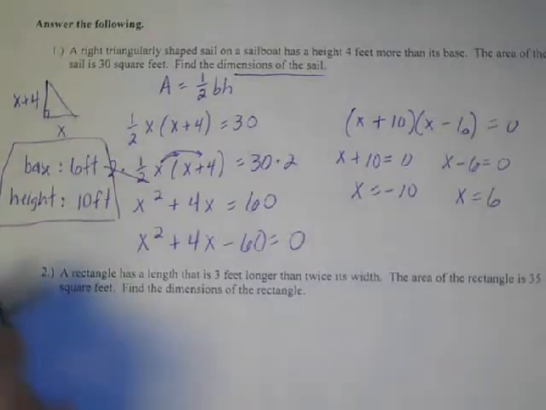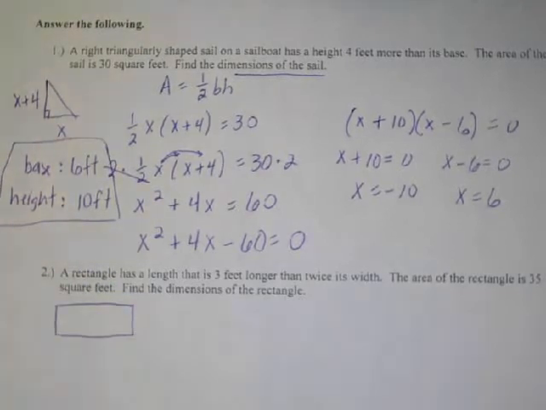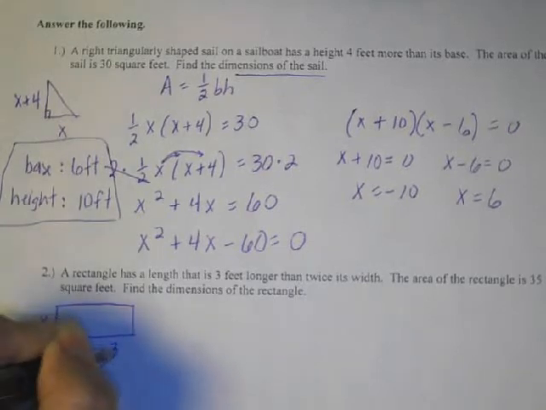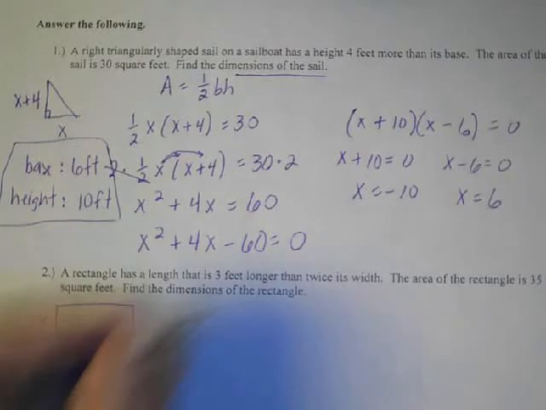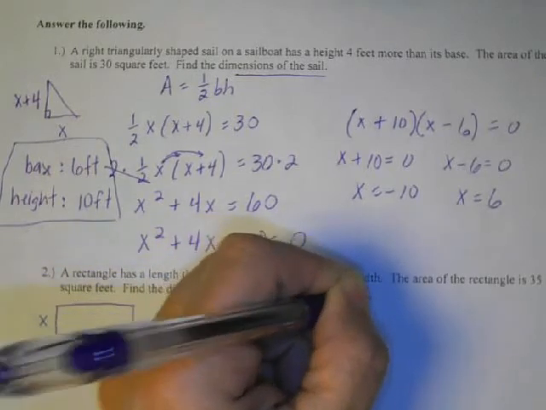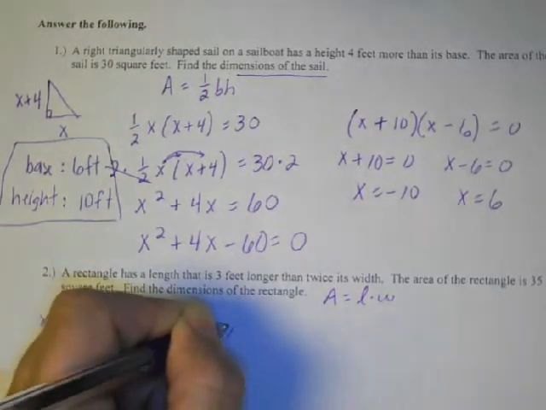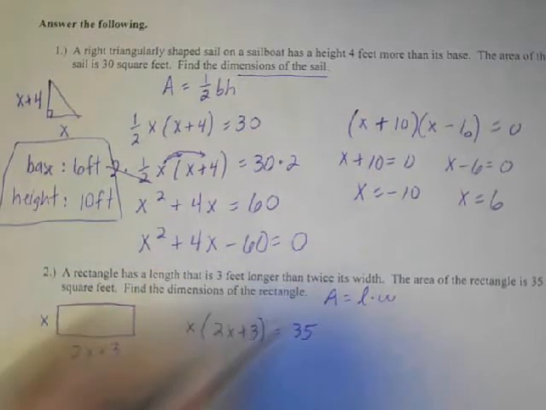Problem 2 says we have a rectangle, so let's draw a rectangle. It says its length is 3 feet longer than twice its width. So if my width is x, my length is 2x plus 3. The area of this rectangle is 35 square feet. To find area of a rectangle, we use length times width.